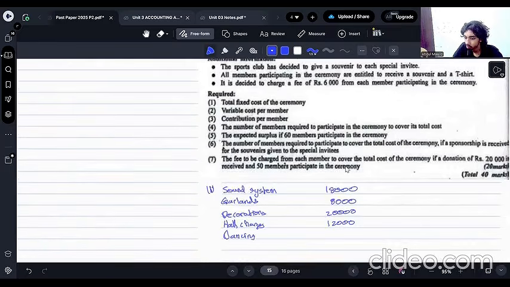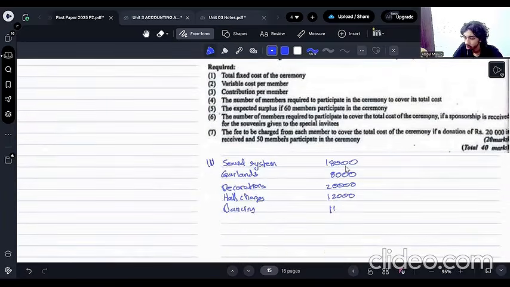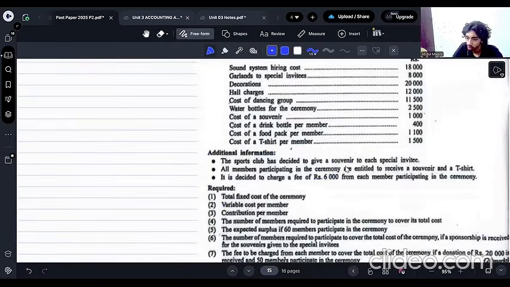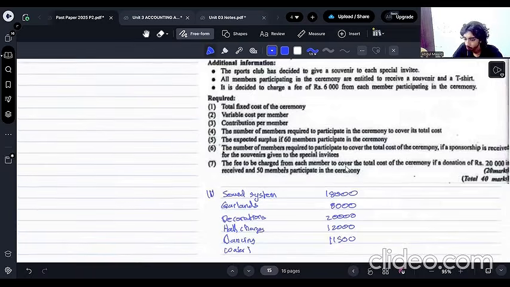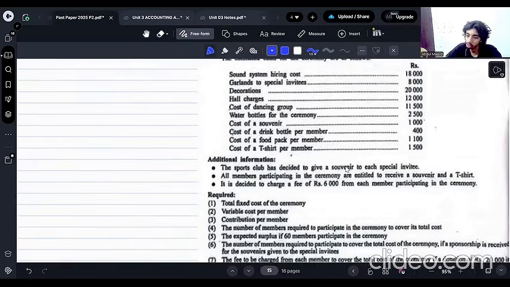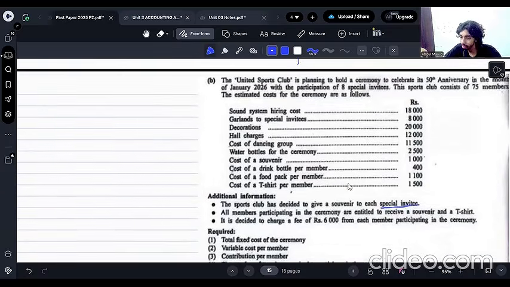Cost of dancing group 11,500. Water bottles for the ceremony, it's a fixed cost, 2,500. Now read the additional information to figure out if there is any other fixed cost. The sports club have decided to give a souvenir for each special invitee. Remember, special invitees cost are fixed cost, because there is only a fixed number of special invitees that are coming. 8 special invitees are coming.